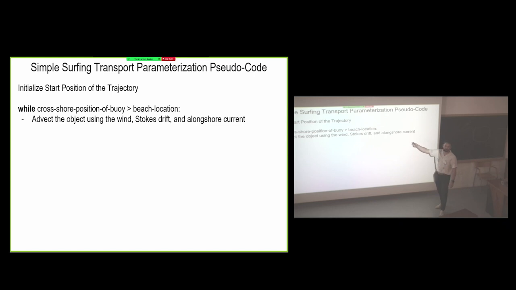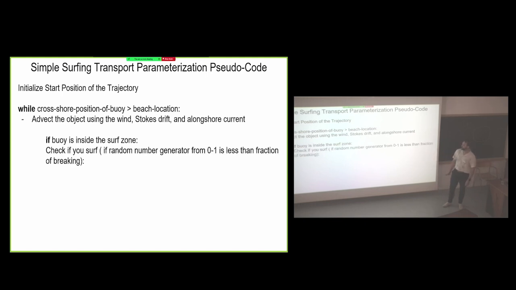And you check to make sure you're not on the beach yet. So while you're not on the beach and you're in the ocean, you just start moving with the Stokes drift, moving with the wind, moving with the alongshore currents. Okay, so now if you hit the surf zone, let's check if you surf. We just use a random number generator, and we use our fraction of breaking as well that you can get. For now, I'm just using a few different values, but they're fixed. That's something we can improve in the future.